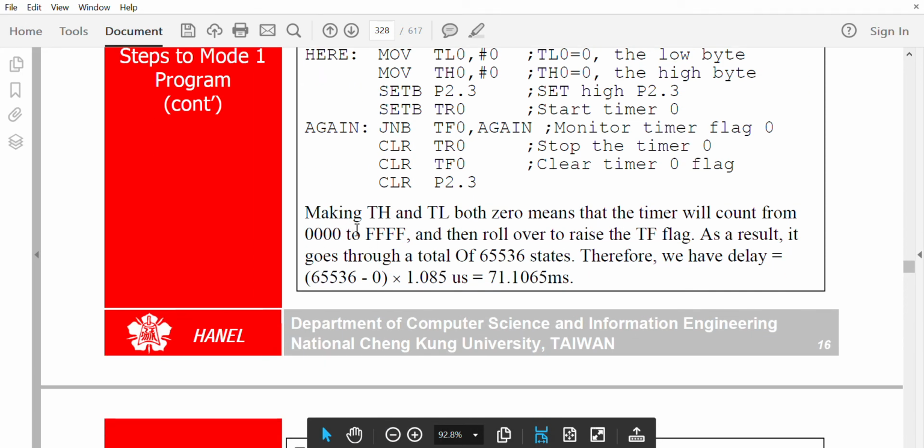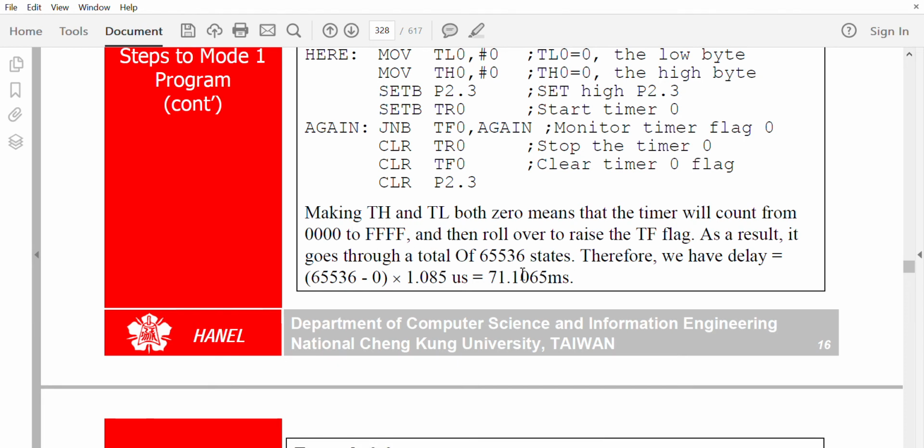So 0000 to FFFF, the total value is 65536, and the delay is 71.1065 milliseconds.